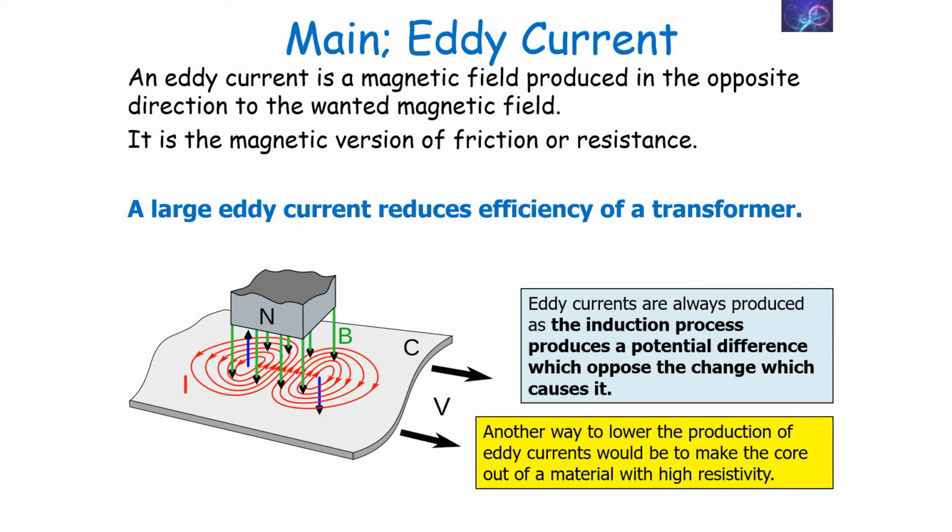Now another way we can lower the production of eddy currents in addition to lamination is to make the core out of a material with a high resistivity, because the higher the resistivity, the lower the current produced due to the induction process, so the smaller the eddy current, so the smaller the magnetic field in the opposite direction, so there'll be less energy dissipated as heat.